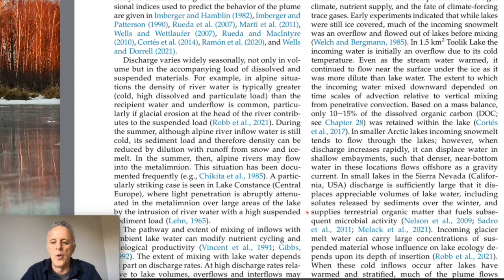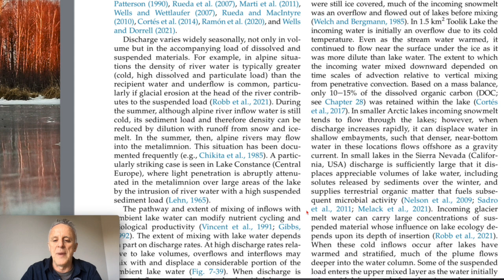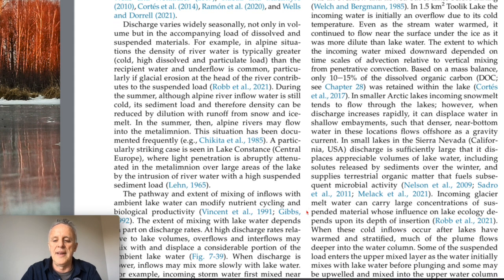Even as the stream water warmed, it continued to flow near the surface under the ice as it was more dilute than lake water. The extent to which the incoming water mixed downward depended on the timescale of advection relative to vertical mixing from penetrative convection. Based on a mass balance, only 10 to 15% of the dissolved organic carbon was retained within the lake.